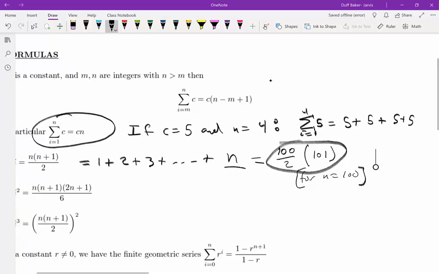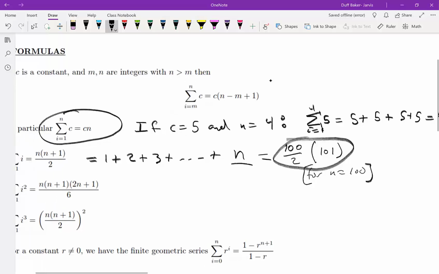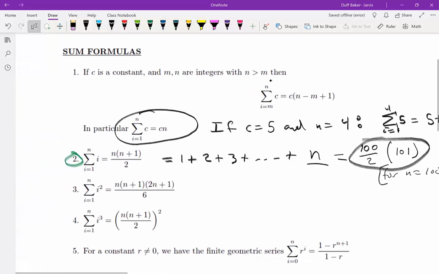And if you think about that, if you add up the same number repeatedly, that's the same as just doing 4 5s, 4 times 5. So that's what it's saying. It's saying if you add up the number c n times, you just get the number times the number of terms you added up. Okay.